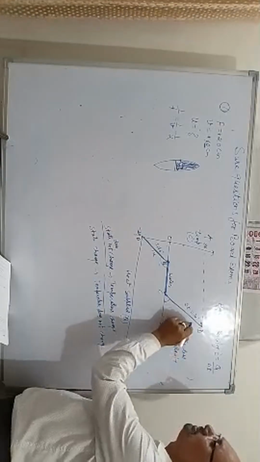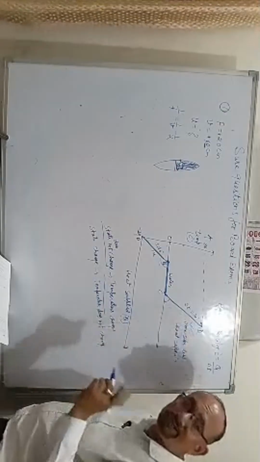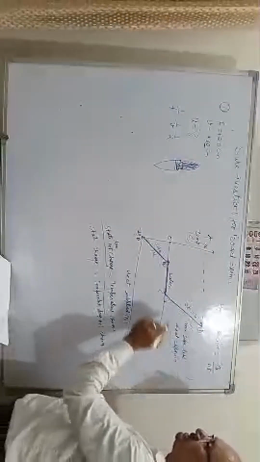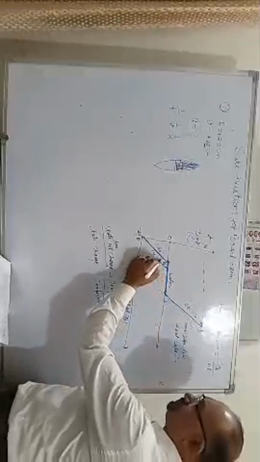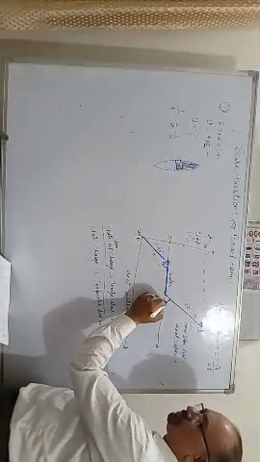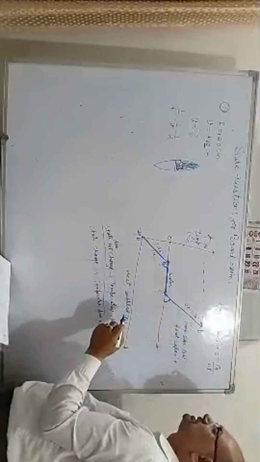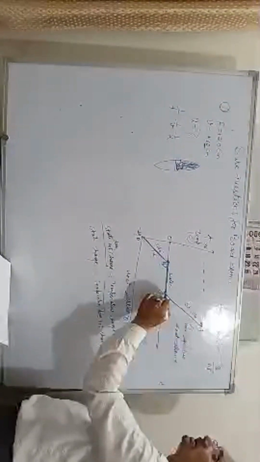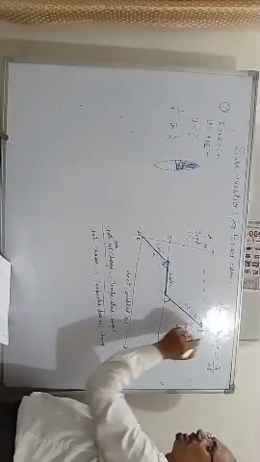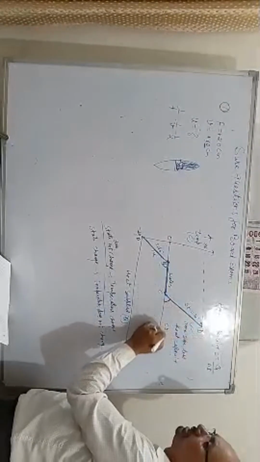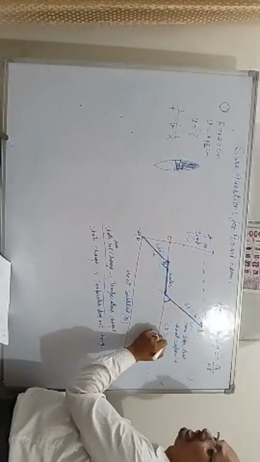This is not very important. More slope, less heat capacity. That is, this one has more slope, or this one has less slope. So the heat capacity of CD will be more than AB.